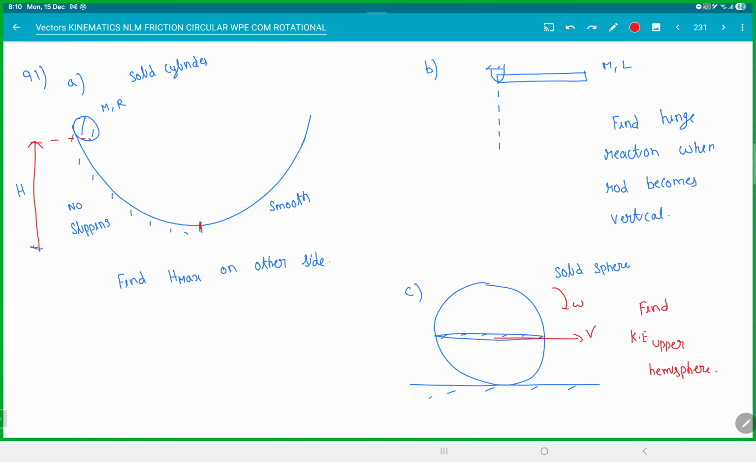A rod of mass m and length L is released from the horizontal position. Find the hinge reaction at the lowest position. A solid sphere is rotating with no slipping. Find the kinetic energy of the upper hemisphere.